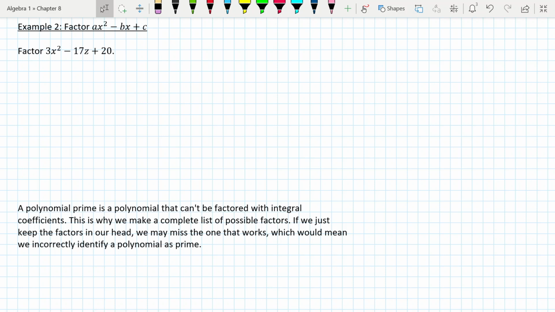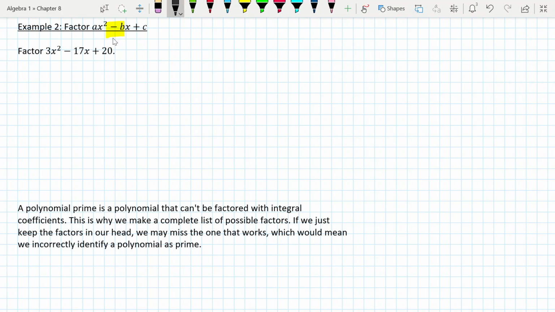Example 2, we're going to factor ax squared, but this time there's going to be a minus for the b. So I have, why is it a z there? Probably all supposed to be z's, but I'll make it x's again. It doesn't really matter what the variable is. The technique works no matter the variable.